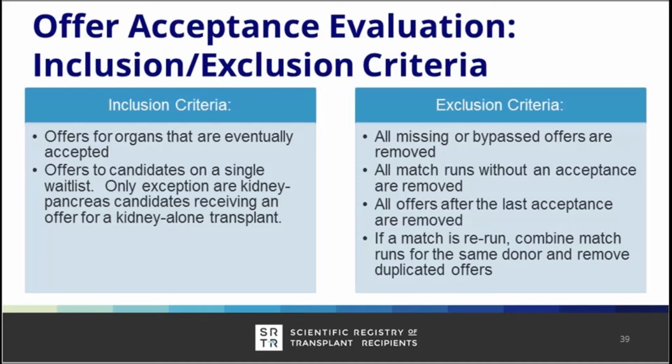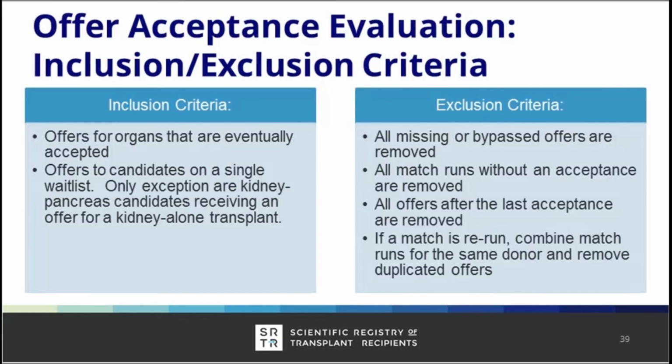So we're looking at offers to candidates on a single wait list. Only exceptions are the kidney pancreas candidates receiving an offer for kidney alone. So on the kidney panc list, you can say I'm a kidney patient, but I'm willing to entertain kidney alone offers. If that's the case, we would evaluate those as well. But we're trying to not look at the multi-organ patients, just given the different characteristics and different issues going on in that population.